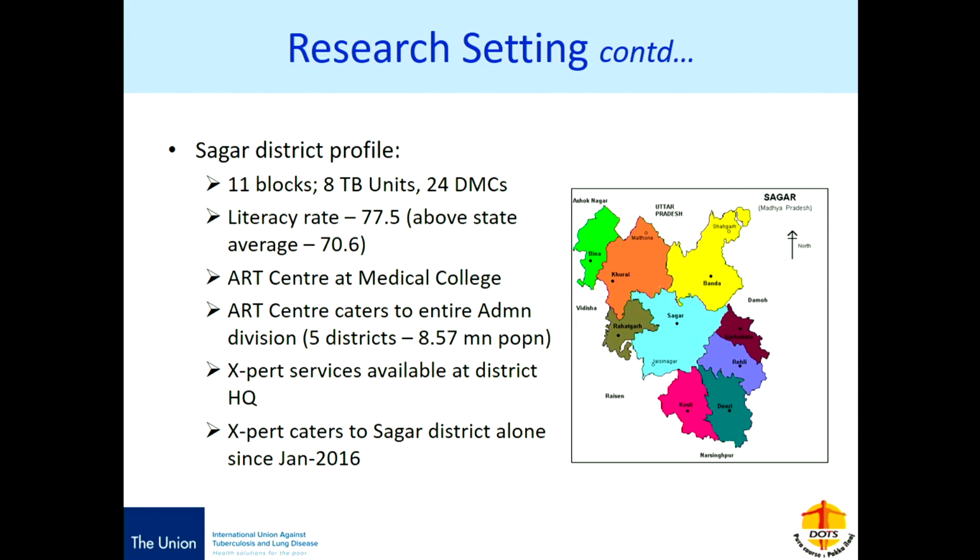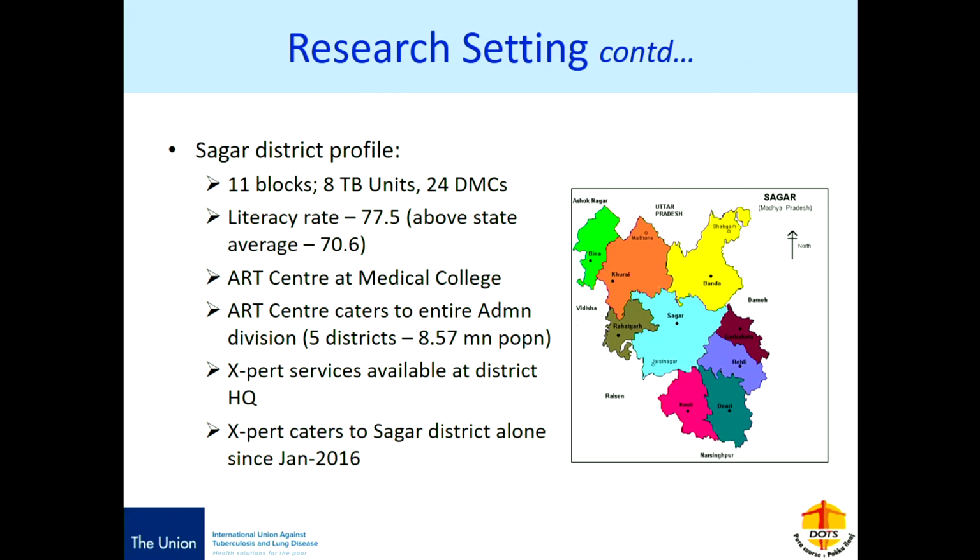Sagar district is divided into 8 blocks, providing TB services through 8 TB units and 24 designated microscopy centers. The ART center is located at the district headquarters at Medical College in Sagar district. This ART center is catering to the entire administrative division.